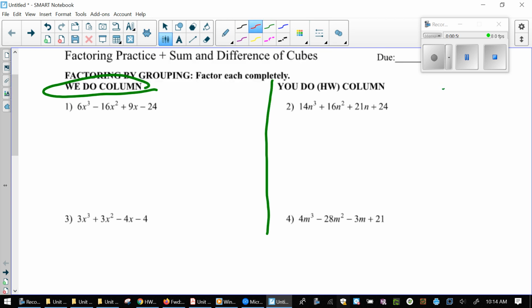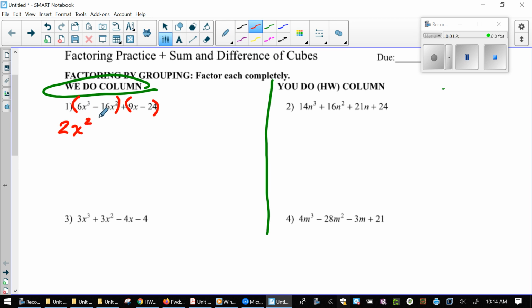All we're going to do is look at these first 2 terms and group those together, then look at these second 2 terms and group those together. Once I do this grouping, I'm looking for the common factor in each group. I see a 6. I see a 16. Those are both even, so let's take out a 2. I see an x cubed. I see an x squared. Let's take out an x squared.